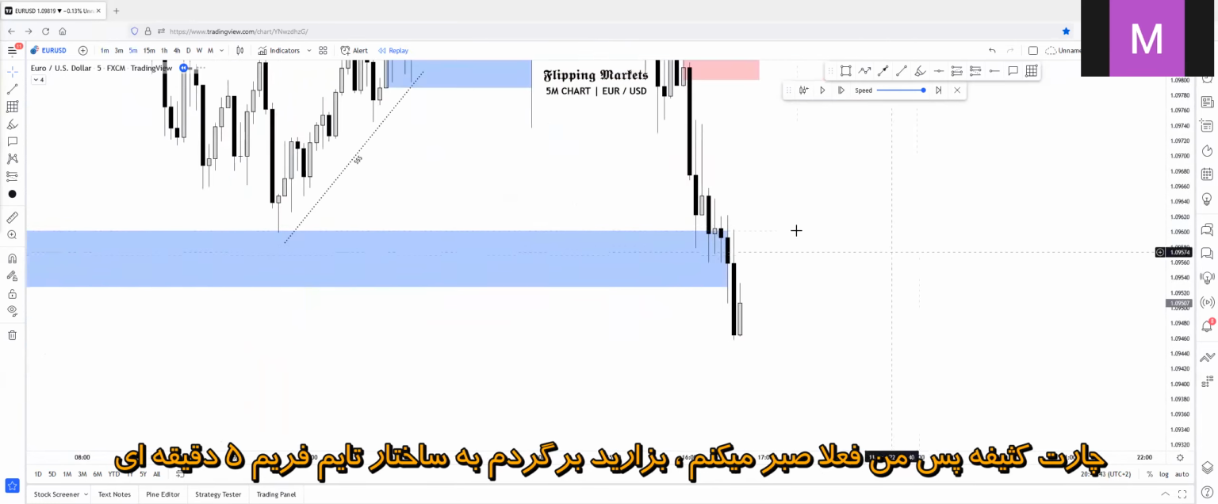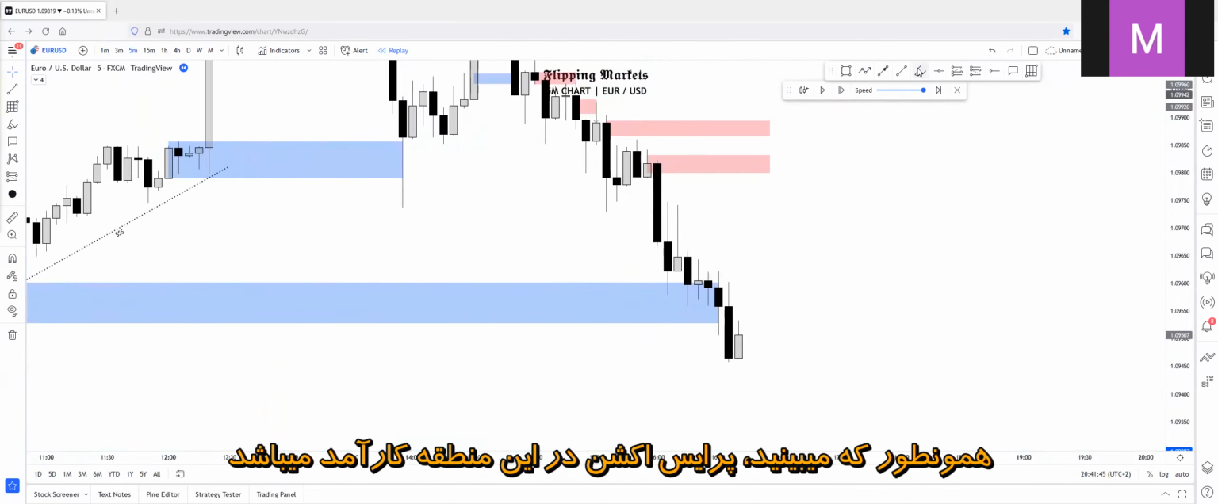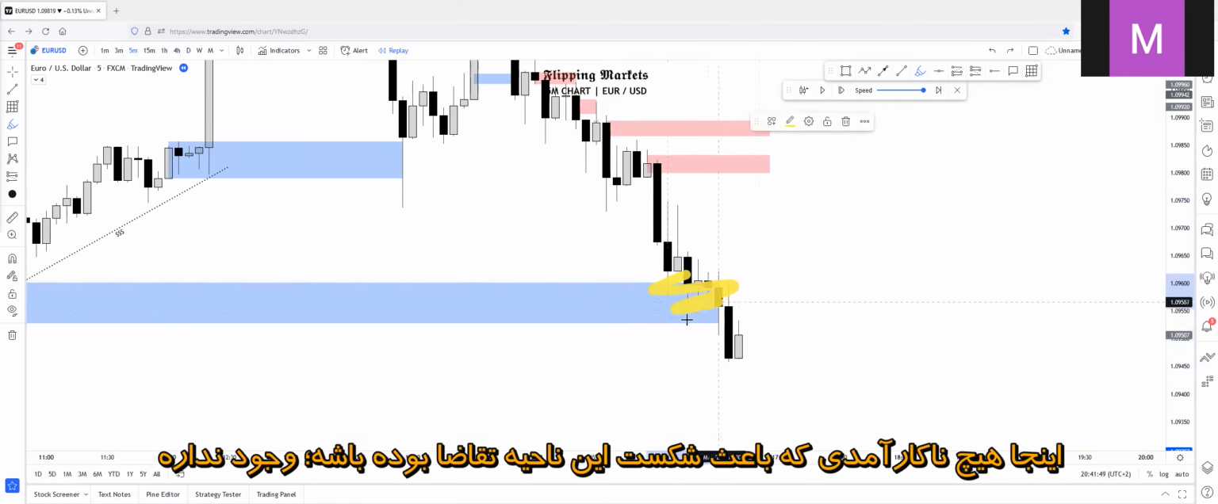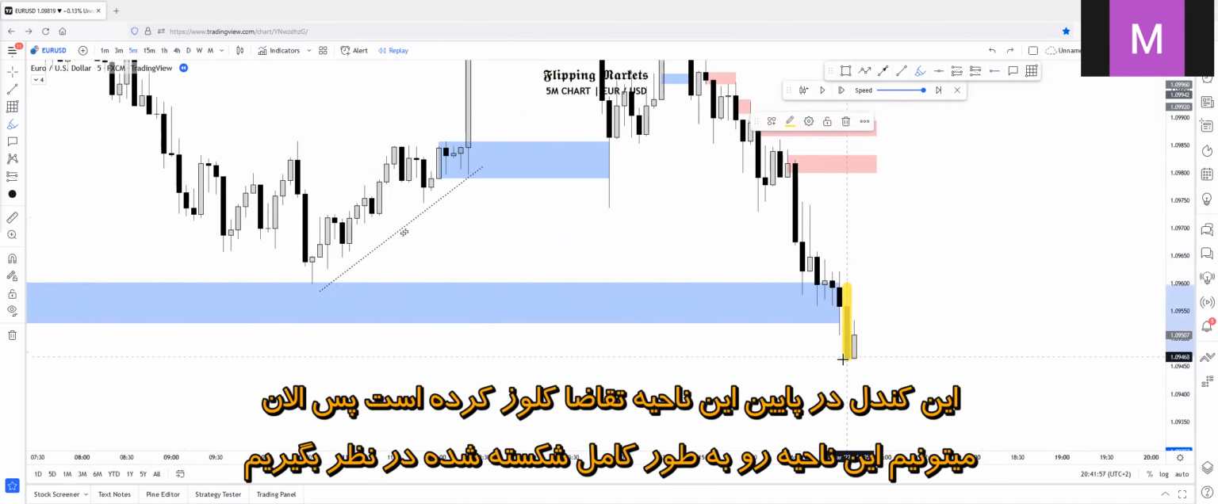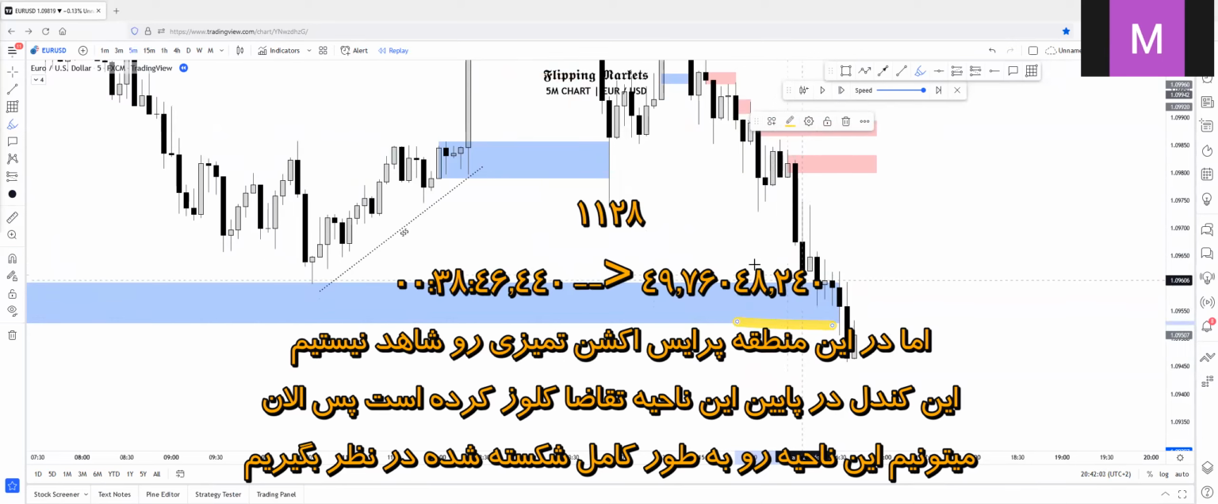Let me just switch back to the 5-minute structure. As you can see, all of this price action is basically efficient in this area. There's no real inefficiency that was leading to a break of this demand zone. But there was a body break of this demand zone. As you can see, this candle closed below this demand zone with the body closure. So we can fully consider this zone as it has been broken.